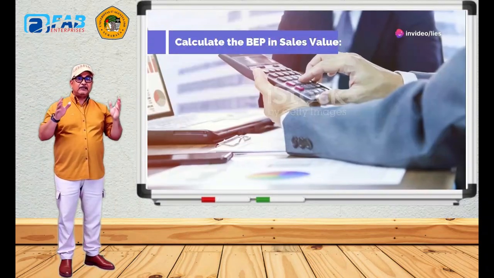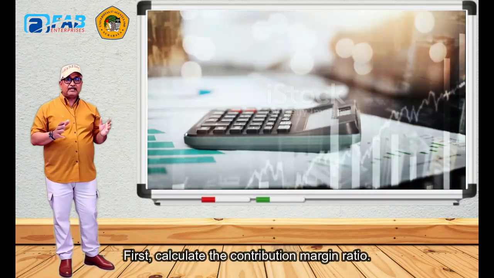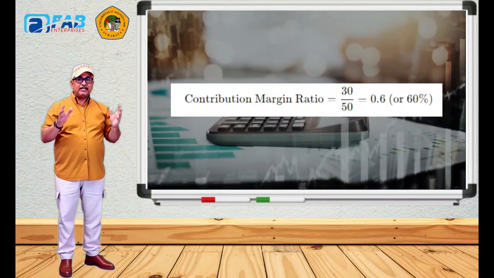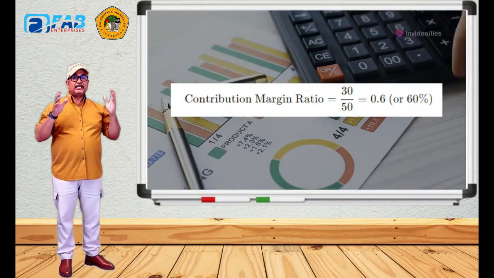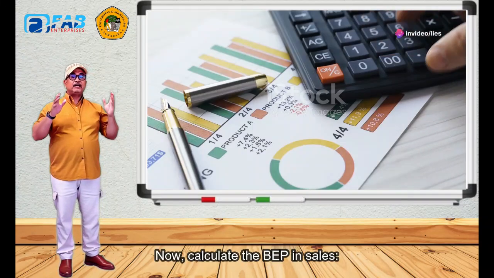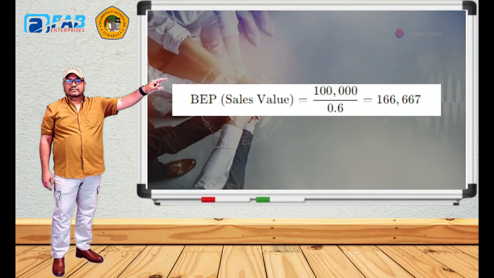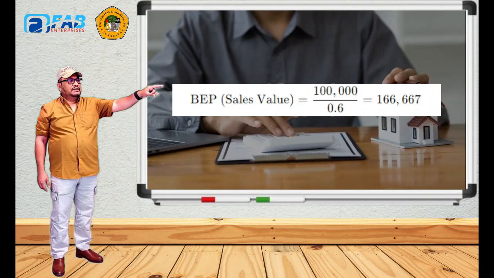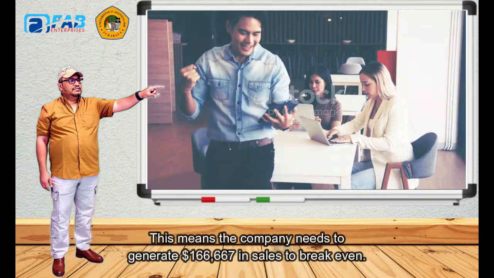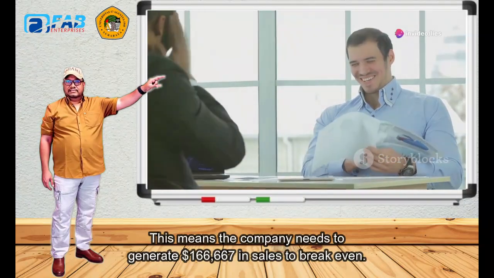Step 3. Calculate the BEP in sales value. First, calculate the contribution margin ratio. Contribution margin ratio equals 30 divided by 50 equals 0.6, or 60%. Now calculate the BEP in sales. BEP in sales value equals 100,000 divided by 0.6 equals 166,667. This means the company needs to generate $166,667 in sales to break even.